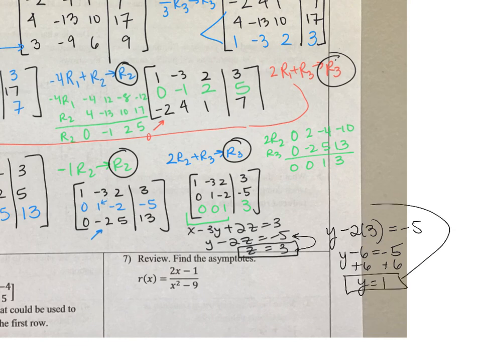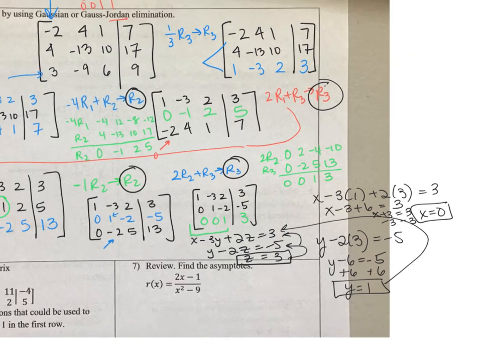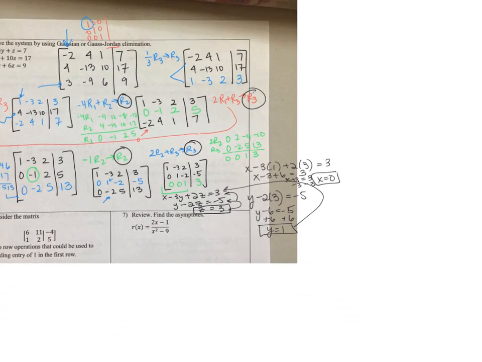And then we're going to take both of these now and plug into the top equation to find x. So x minus 3 times 1 plus 2 times 3 equals 3. That's x minus 3 plus 6 equals 3. x plus 3 equals 3, subtract 3, and we get x equals 0. So the solution to number 5 should have actually been 0, 1, 3.